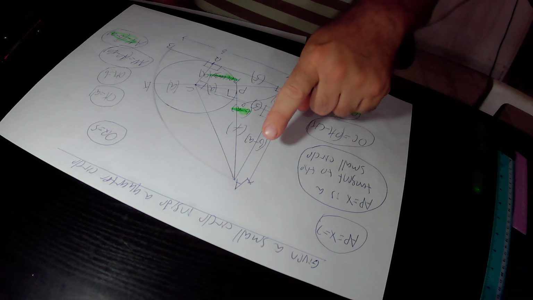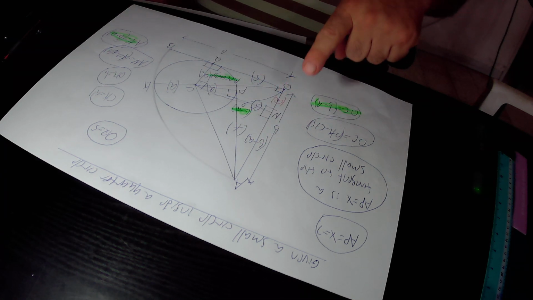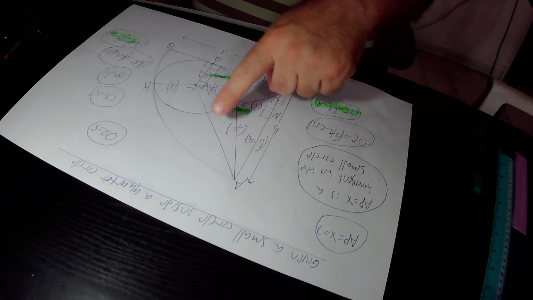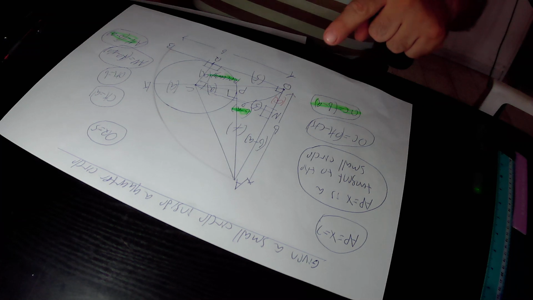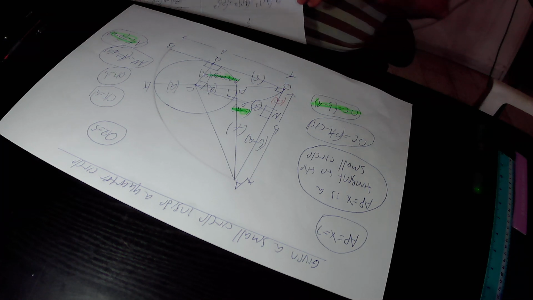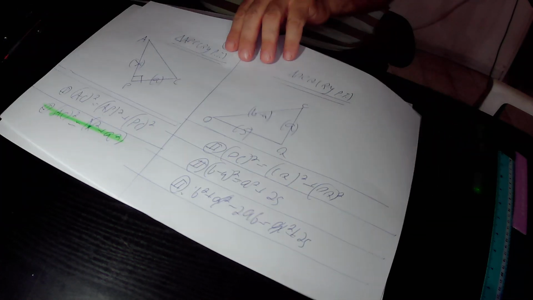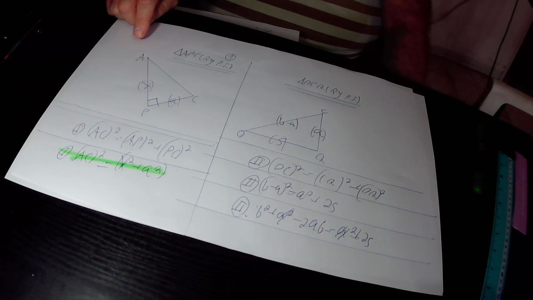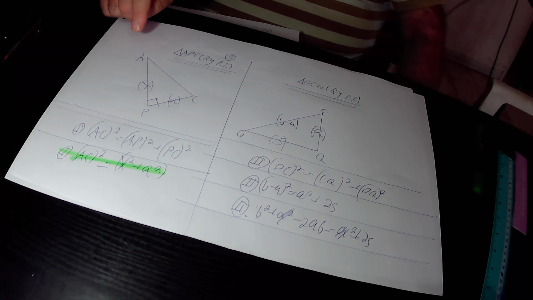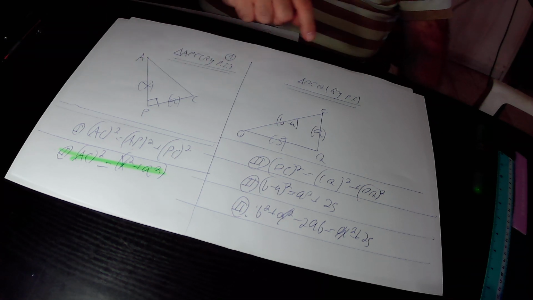In the next step, we join points A and C together by a straight line. By joining points A and C, we get the right triangle ACP. In the next step, we copy the right triangle ACP onto a new page, and we implement the Pythagoras theorem on this right triangle ACP. This is the right triangle ACP that is coming from the original diagram. According to the Pythagoras theorem, in this right triangle ACP, AC squared, that is the square of the hypotenuse, equals AP squared plus PC squared.